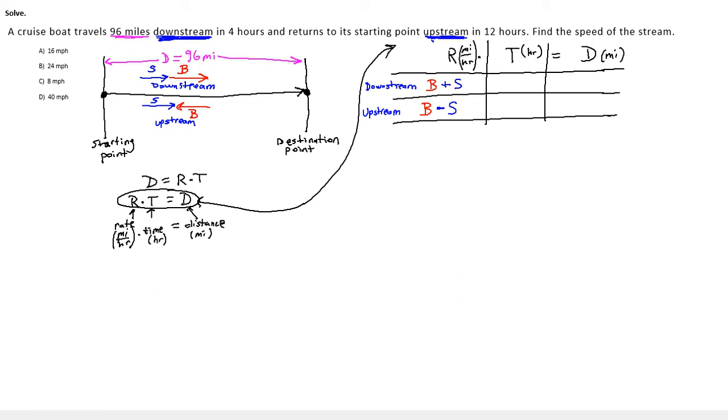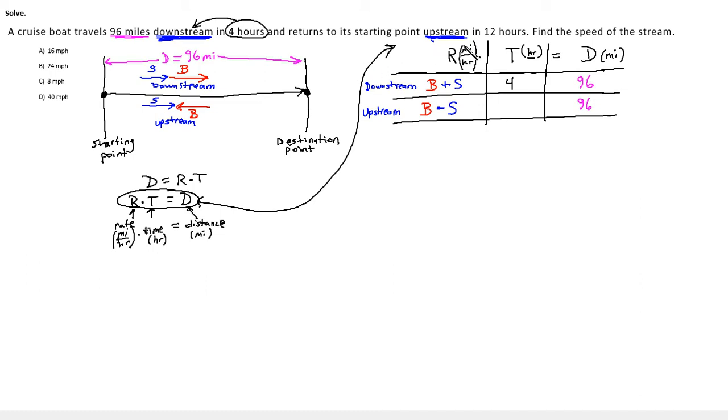Now, in both of these circumstances, notice that the distance is going to be the same. Either case, the boat is traveling 96 miles. But check out now the difference in time. Now I'm just going to make this black. Look, when the boat is traveling downstream, notice this from the given problem statement: when a boat is traveling downstream, it only takes 4 hours to travel 96 miles.